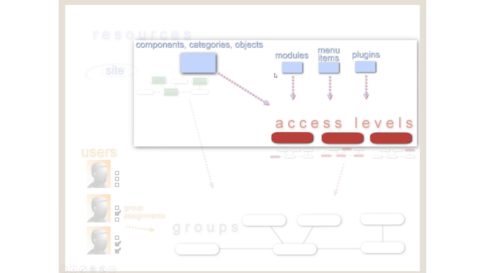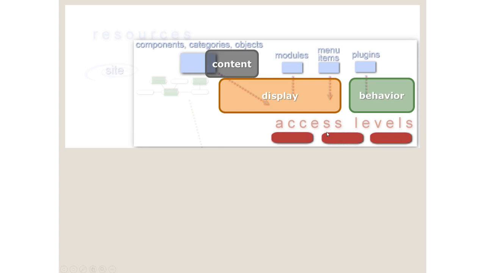The components, modules, menu items, and plugins all reference access levels. They must declare an access level. They can declare only one access level. They can't declare multiple access levels, whereas permissions can be set on multiple groups. So each of these has to set an access level. Now, what does access really mean? Most people think it's a view access only, that it only refers to what you can see on the front end of the web page, which would be the display, but it includes other things.